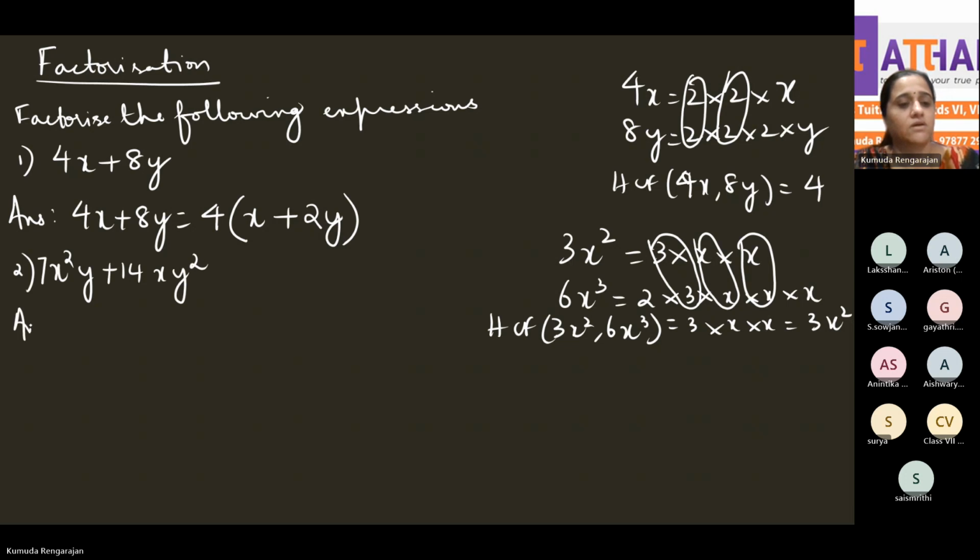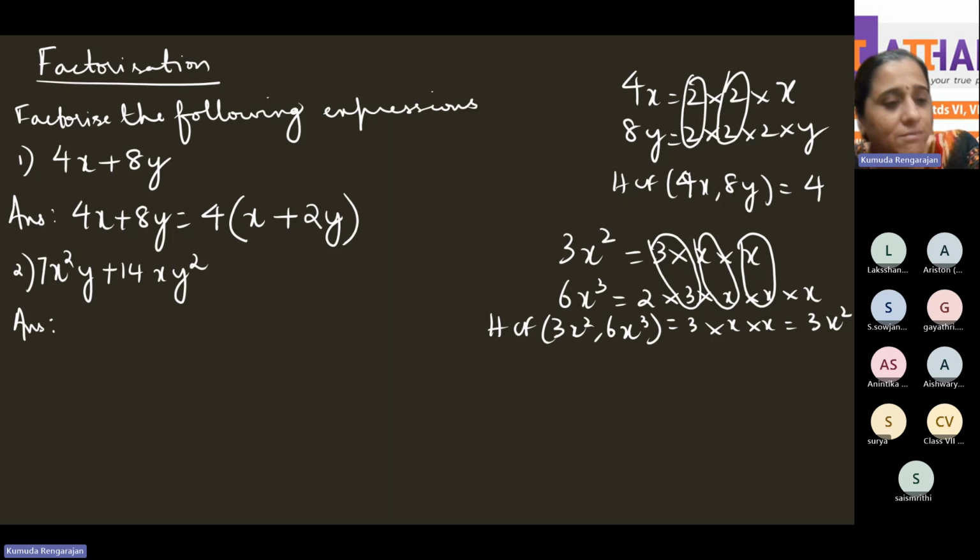Try this one. How many terms? No, orally. How many terms, children? How many terms are there in the expression? Why no response from the online students? 2 terms. Good, thank you. So there are 2 terms, right?